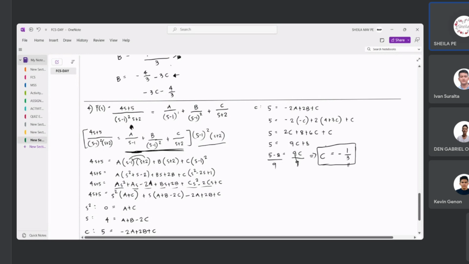Okay, now since we have our C, we can find our A. Remember, A is negative C. So A being negative of C, therefore negative of negative 1/3, that's positive 1/3. So this is our A. Now getting our B, remember B is 4 plus 3C. So 4 plus 3, our C is negative 1/3. Okay? 4 plus, minus na siya kay negative.